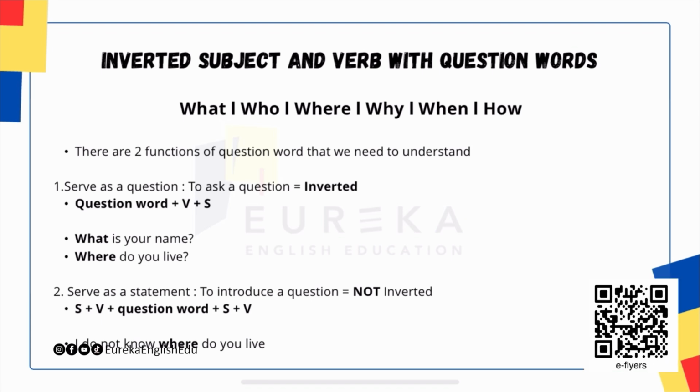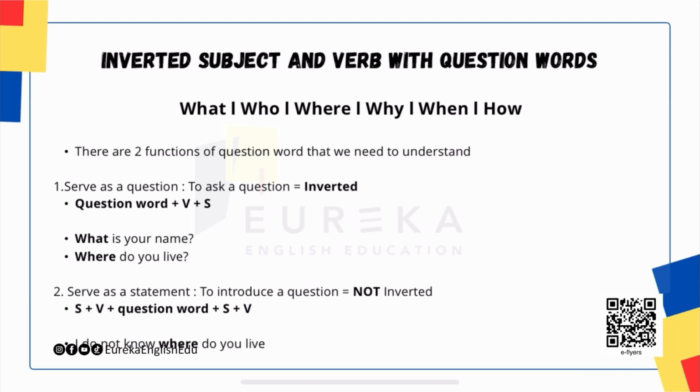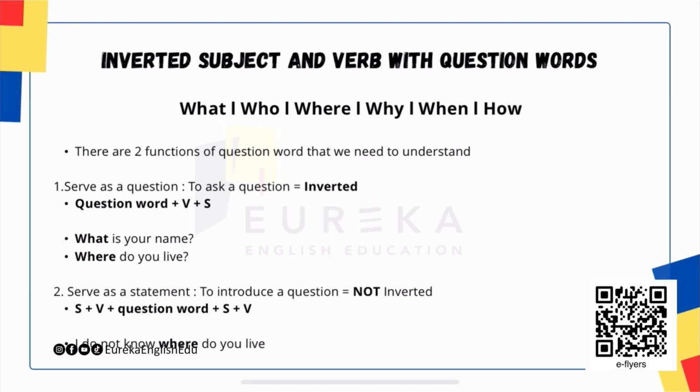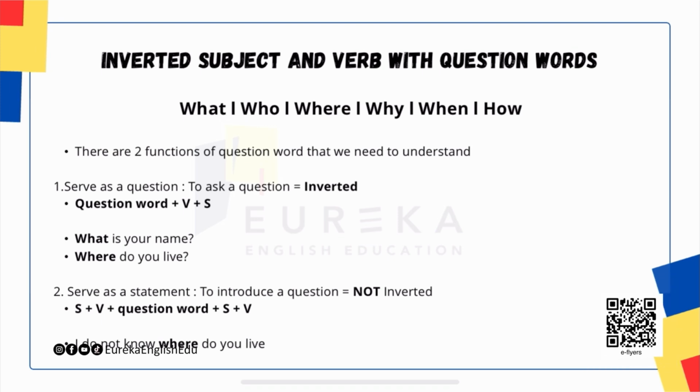So you will see here that what and where appear at the beginning of the sentence and are followed by the question mark. So in this type of question, remember, we should invert the subject and the verb.